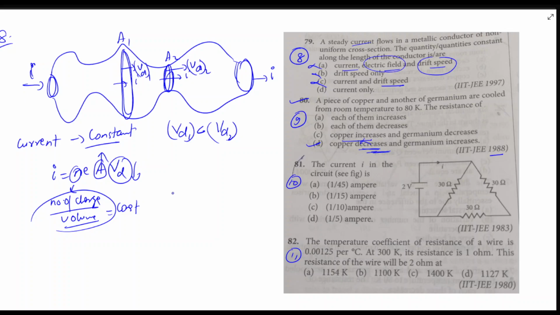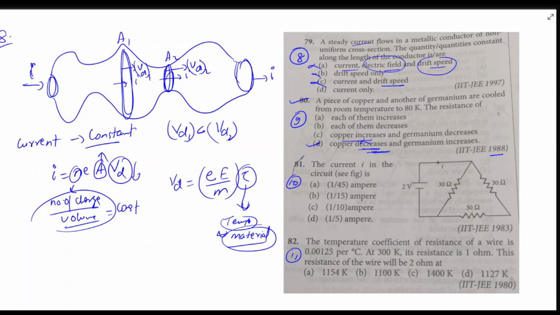Let's check the electric field. We know the value for drift velocity is E divided by m into tau. Tau is the average relaxation time, and it depends on temperature and material. The material is the same, so it does not change, and the temperature we also have to take as constant, right? So tau will not change.